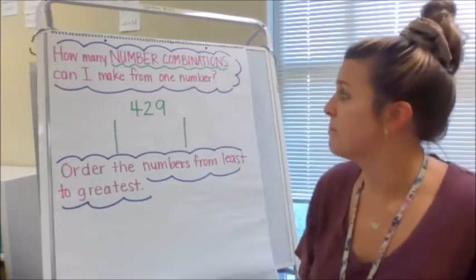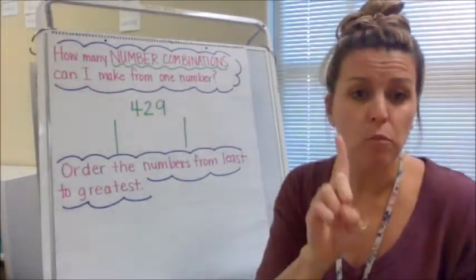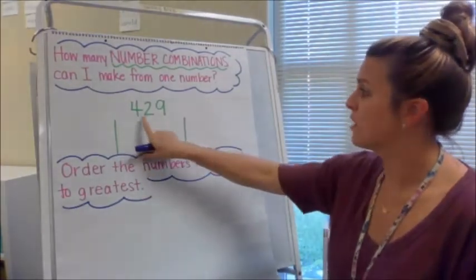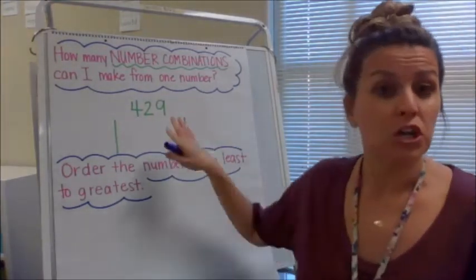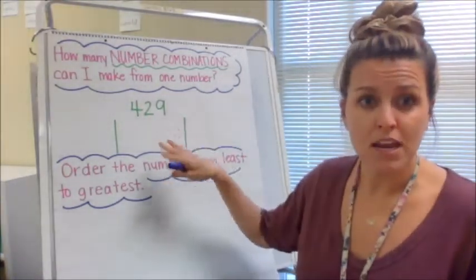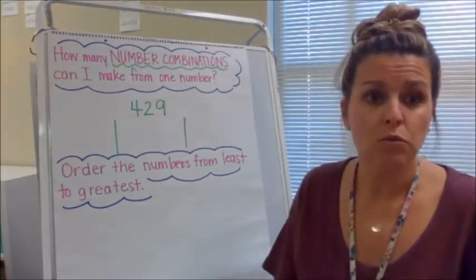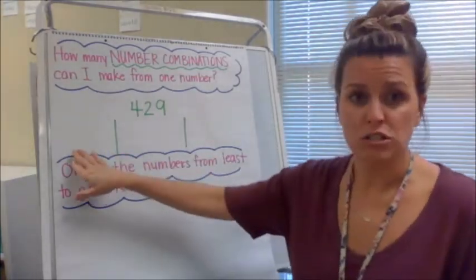And we are going to be learning about how many number combinations we can make from one number. So our number that we're going to be using is the number 429. And we are going to use those digits to make as many number combinations as we can. So how we do that is we are going to look at each digit and we are going to put it in the hundreds place.